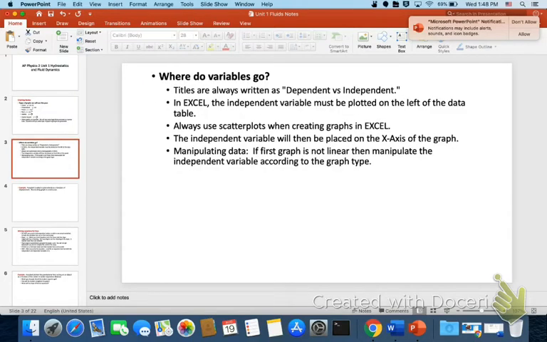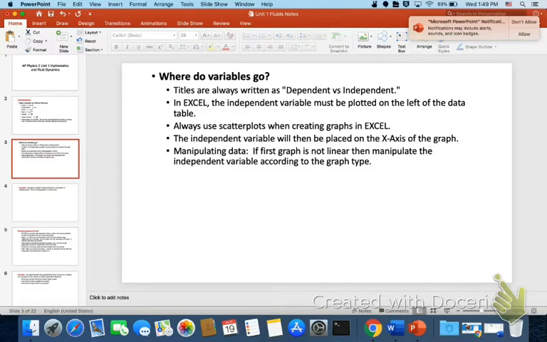This is the one thing that a lot of students always forget, and it drives me crazy as a teacher. We need to make sure that we know exactly what's going on when we're doing labs and when I'm asking you to graph, because students end up putting things on the wrong axis.